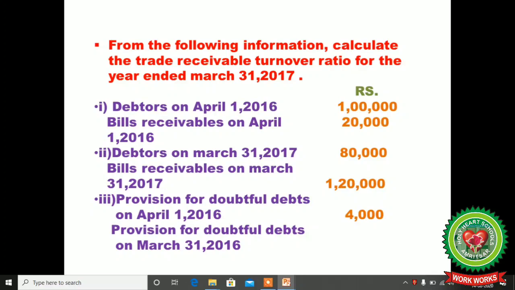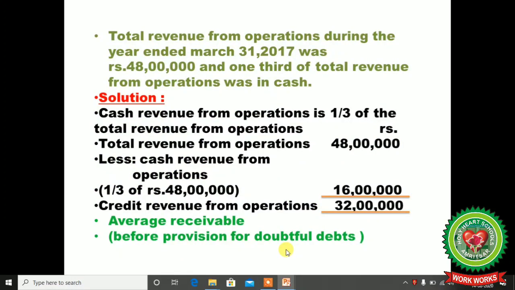So practical problem C. From the following information, calculate the trade receivable turnover ratio for the year ending March 31st, 2017. Opening debtors and closing debtors are given, and the provision, opening and closing, both are given to you. Total revenue from operations during the year ended March 31st, 2017 was 48 lakh, and 1/3 of the total revenue from operations was in cash. So cash revenue from operations is 1/3 of the total, which is 16 lakh. Deducted from the total, the credit revenue is 32 lakh.